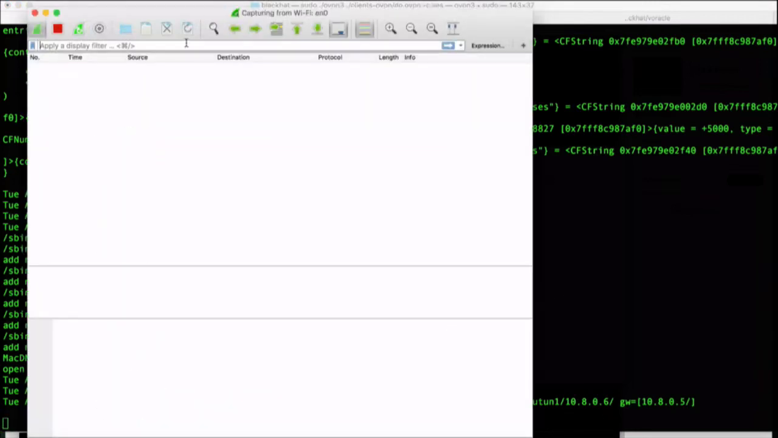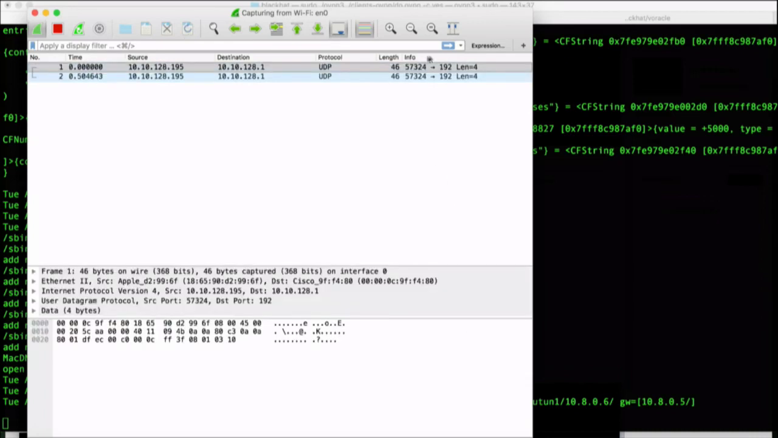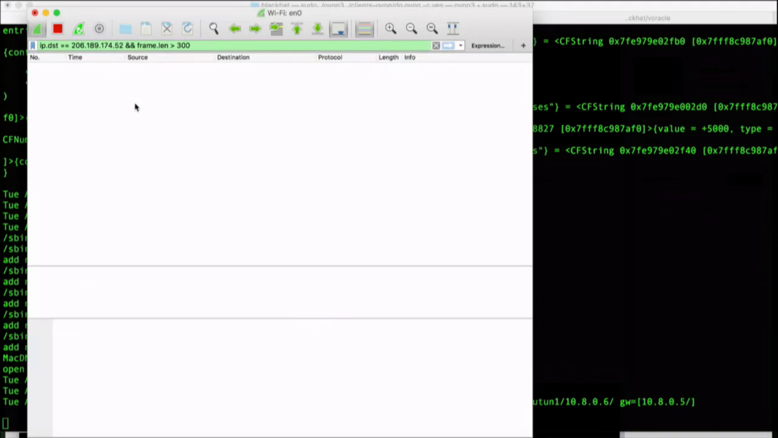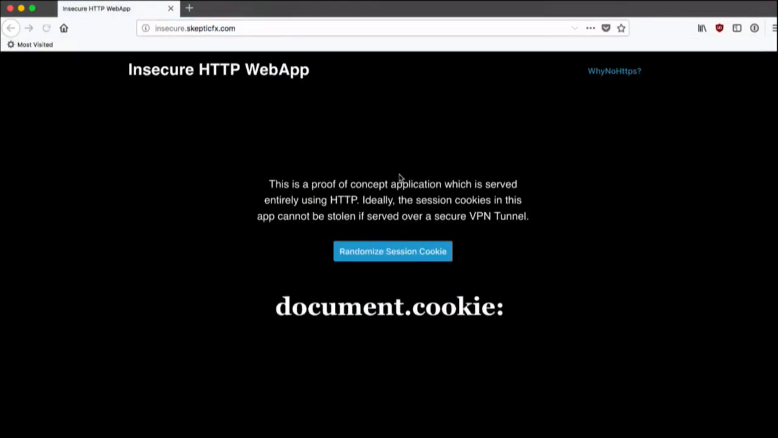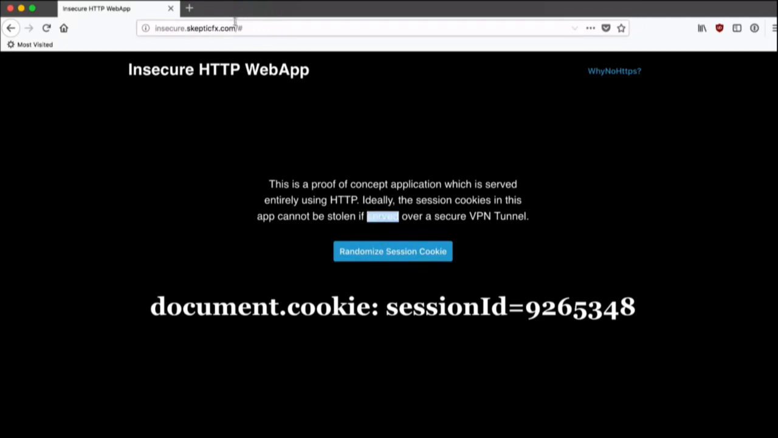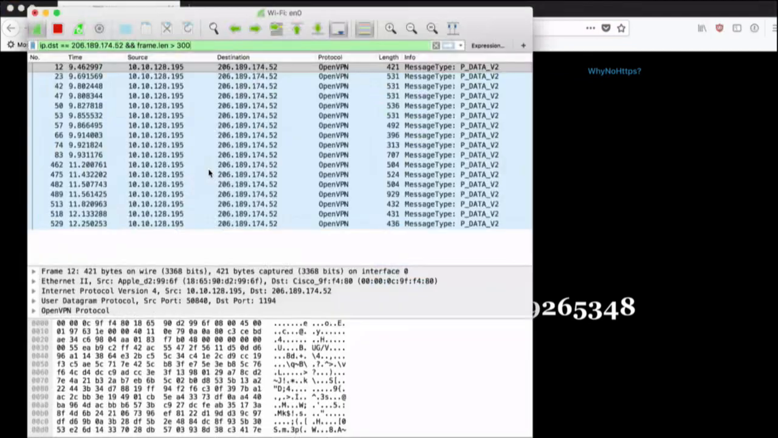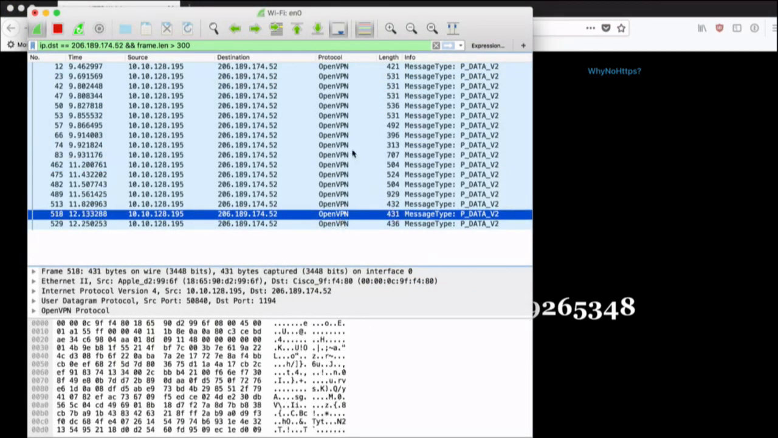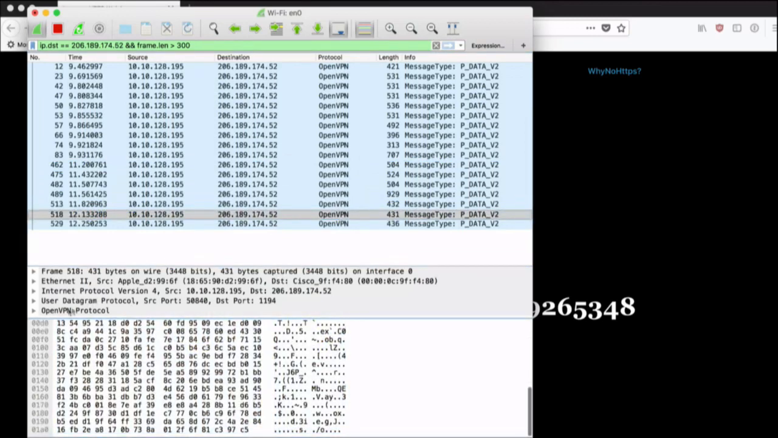Let's go to Wireshark and look at what the traffic looks like. That's the IP address of my VPN server. I've just put the frame length filter at more than 300 for looking at data packets. I open the Firefox browser, and I do some stuff with my Insecure web app. It sets a cookie for this website. So in this case, for this Insecure web app, this is the cookie. And as you can see, my client is sending requests to the OpenVPN server, and everything is encrypted.